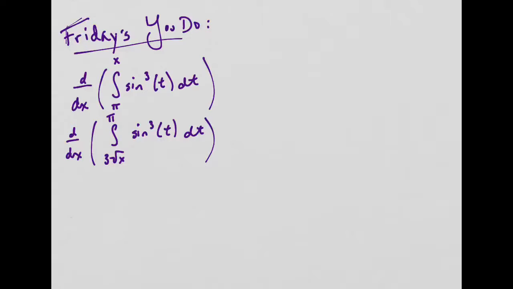So these are just the fundamental theorem of calculus, part 2. The derivative of the antiderivative of sine cubed t dt, and since we're starting at pi and going to x, is just going to be sine cubed x. That's it. Whenever you just have a number and a plain x on the top, then you don't have to worry about anything. Now, this second one is a little bit more involved.